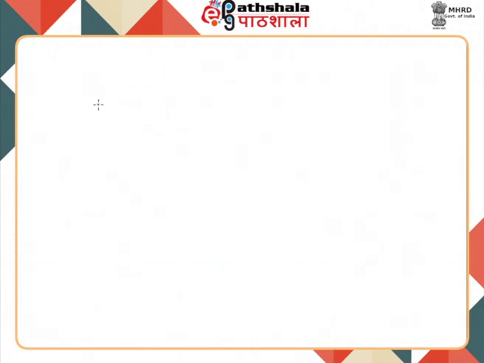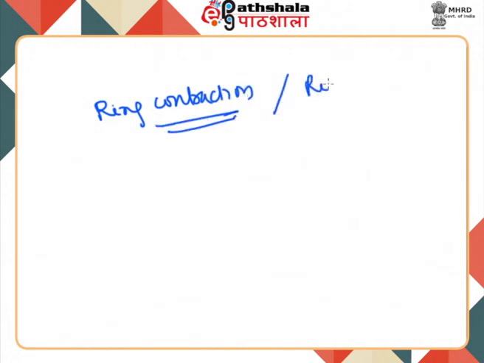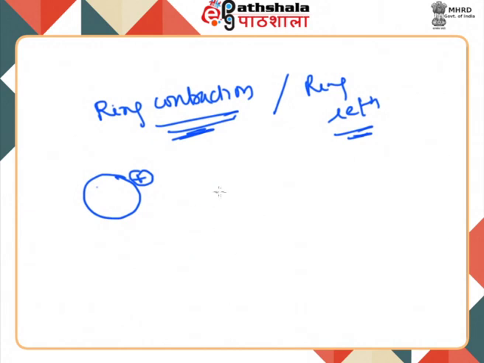So again, if you have to decide whether ring contraction will take place or not, that is ring contraction or ring retention, how do you decide? If you have a cyclic ring and on the cyclic ring there is a positive charge, then these are the two possibilities, either ring contraction or ring retention. If you start with a 7-member cyclic ring, it will go into 6 because 6 is more stable.